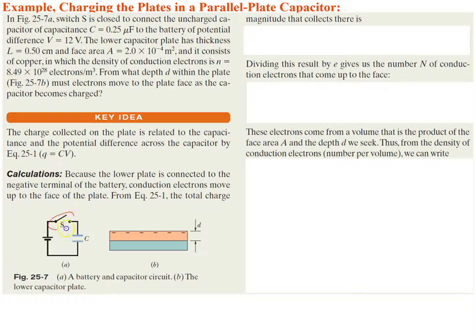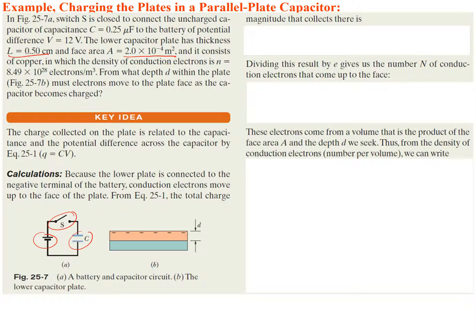All right, so you have the switch here. You have a capacitor that has some capacitance of 0.25 microfarads. You have the battery that's supplying a voltage of 12 volts. Now, the lower capacitor plate has a thickness of L equal to 0.5 centimeters and a face area of 2 times 10 to the negative 4 meters squared.